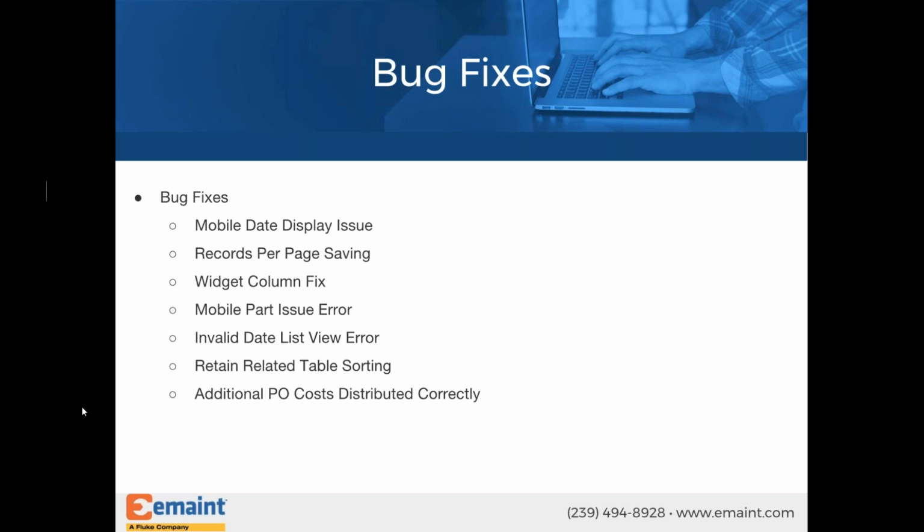And then the last issue that we fixed was additional PO costs distributed correctly. When you're actually receiving purchase orders in eMaint X4, you have the ability to do some weighted costs, weighted quantities, and different values like that when you're receiving the purchase order. What we noticed is that the numbers that were being calculated specifically in X4 were incorrect. So we've gone ahead and made sure that the numbers calculate correctly from now on. That goes over all the bug fixes that we've done in this version.